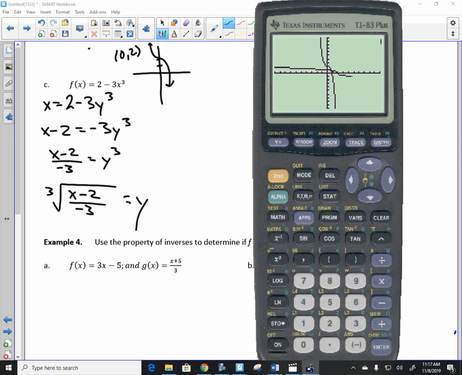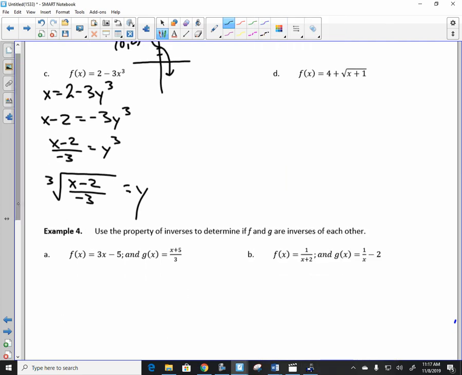There it goes. It goes through 2, 0 like you thought. And does it look like it's reflected over the line y equals x? It's pretty sweet. This is where things fell apart last hour. It's really not that bad.